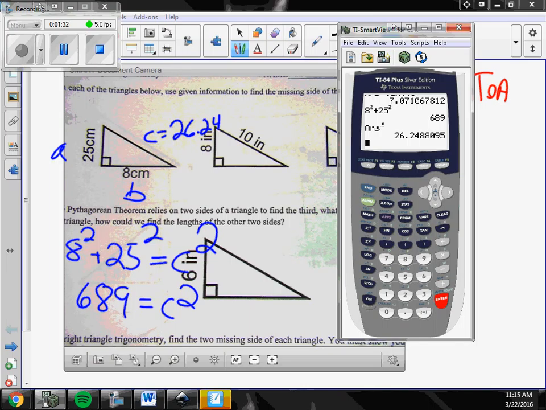Now, that doesn't mean that negative side lengths exist out in space. But in trigonometry, we use negative side lengths all the time. And actually using them allows us to do things that we couldn't do otherwise. So stay tuned. You'll see negative side lengths later on.